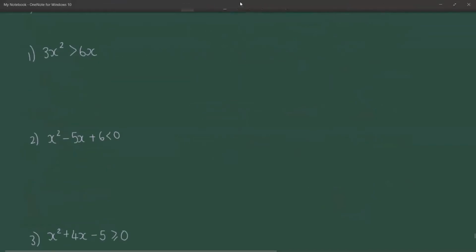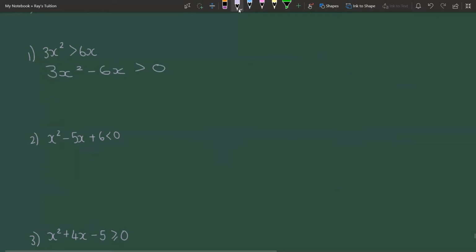Okay, so let's have a look at the first one. For quadratic inequalities, the rules are almost the same as for quadratic equations. We get one side equal to 0, so I'm going to take the 6x over. And then the key is also to factorize. So here I'm taking out a common factor of 3x, and then we have x minus 2 is greater than 0. So what we're going to do is find the critical values, as I call them. So it's the points that we will base our inequalities on.